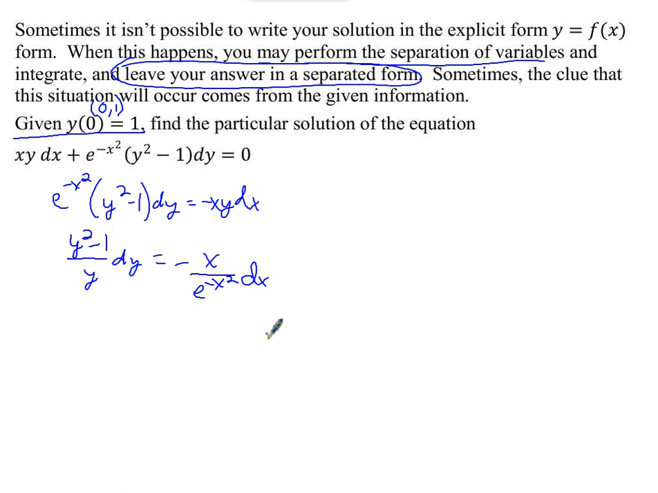What about the left side? Split it, yeah. So we can split this into what? Y minus 1 over y dy equals, and now we'll do what you were suggesting. With this negative exponent, that actually is a positive exponent in the numerator, so it's negative x times e to the positive x squared dx.